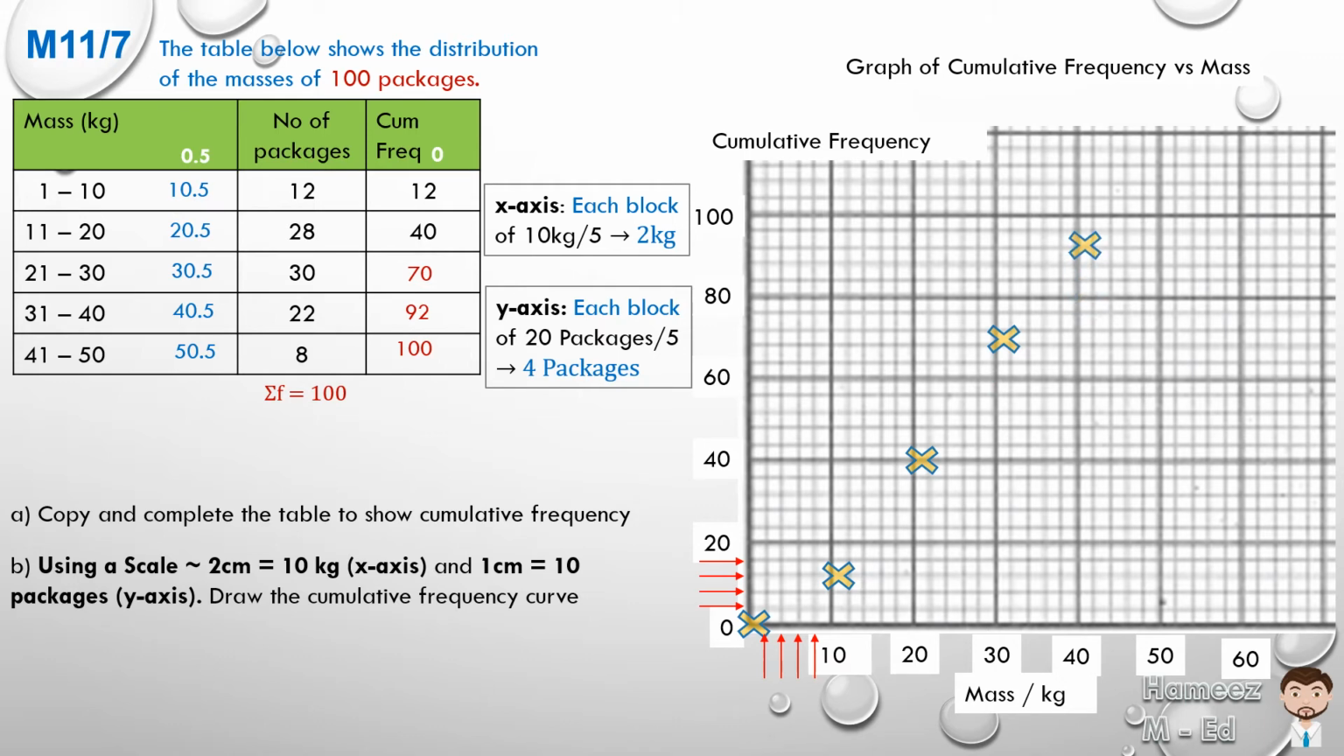Now that we've been able to plot the points accurately, please stop your video and plot the graph. It is very, very important to practice this question to get good at it, so that you are able to plot the graph accurately. Now that we've done that, we resume by drawing a smooth curve through all the points, starting from 0 up to 100.